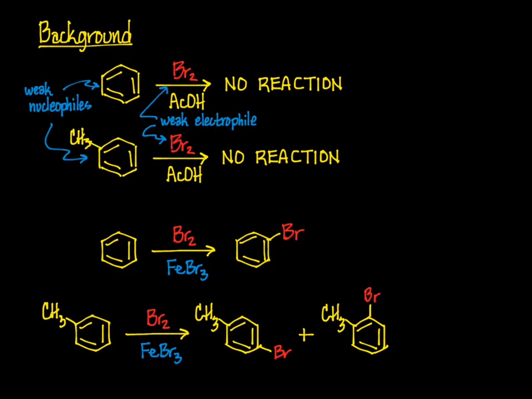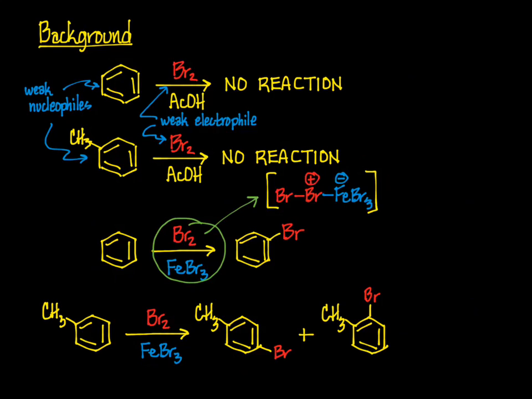So what happens when we add iron bromide that allows a reaction to happen? The answer is that it coordinates with the bromine, producing a complex, and in doing so it lowers the energy of the LUMO of bromine. This makes it into a strong electrophile because now its LUMO is low enough in energy that the electrons easily transfer from the HOMO of benzene and the reaction occurs.